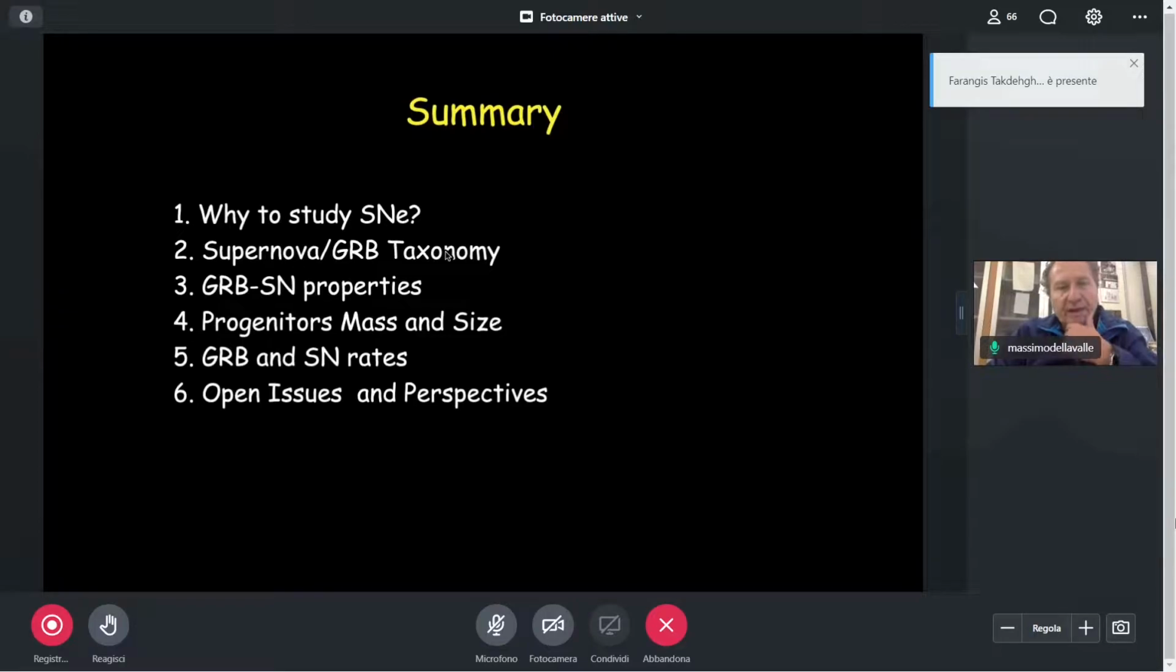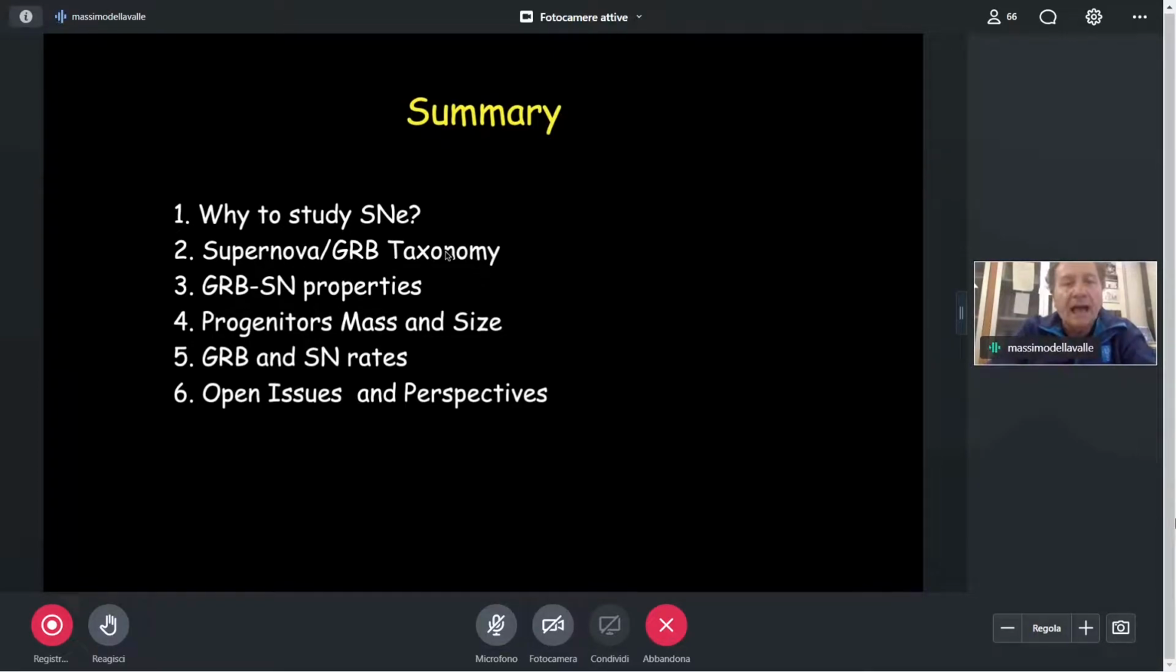In my talk, I will try to touch different aspects of supernovae. So basically, give an overview of the current supernova taxonomy. Then I will describe the properties of gamma ray burst supernova in terms of progenitor mass and size. We'll expand the issue of gamma ray burst and supernova rates. And then I don't have a conclusion, but more than conclusion are open issues and perspectives.